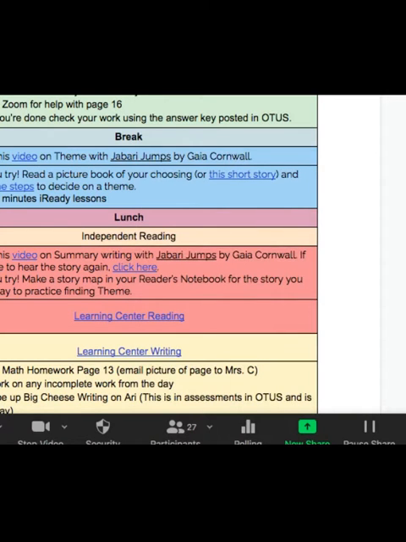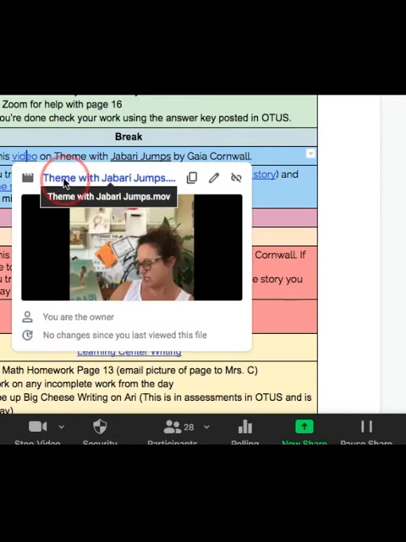I'm going to put this over here. Here we go. Carolina, can you see the video spinning? Great. I can.